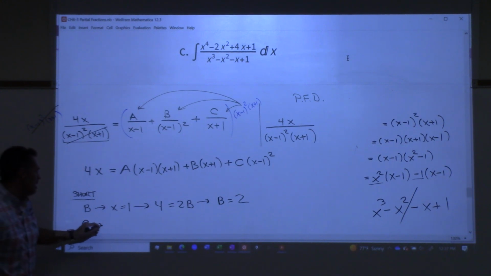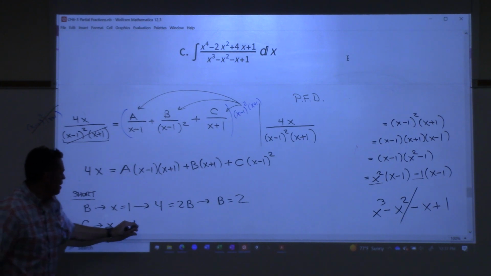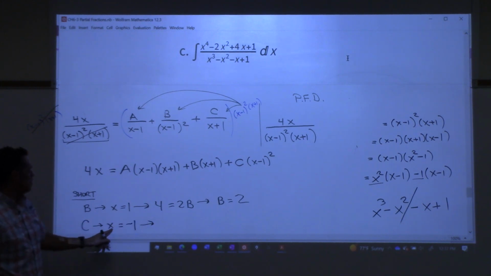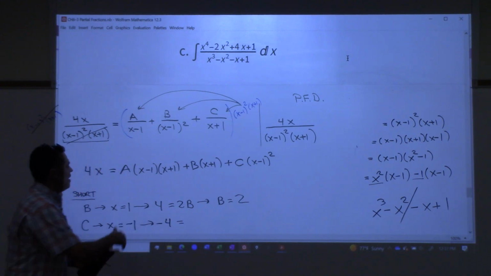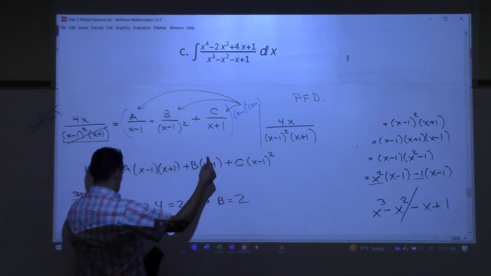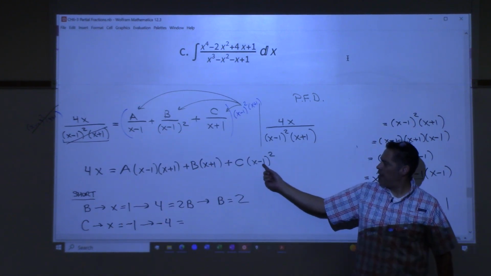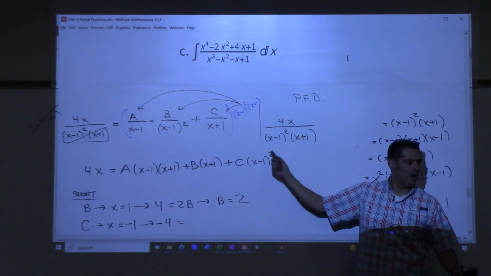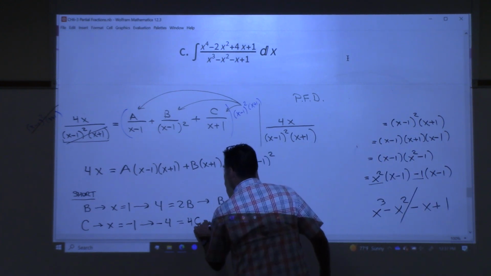To get c, I let x be negative 1 to kill off both of those. If I let x be negative 1, that becomes negative 4 on the left side. And then that's gone, that's gone. And what does this become? Be careful. If I plug negative 1 in there, I get negative 2 squared, which is 4. So 4c. So that means c is negative 1.